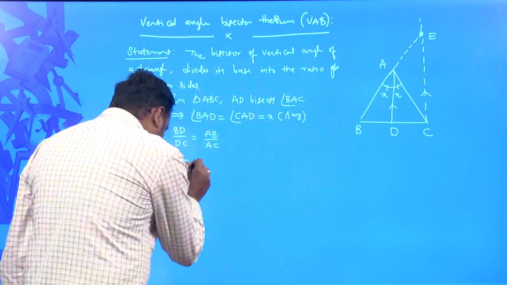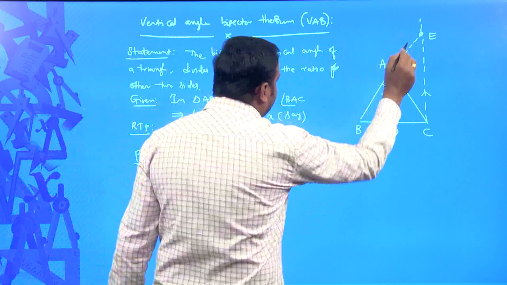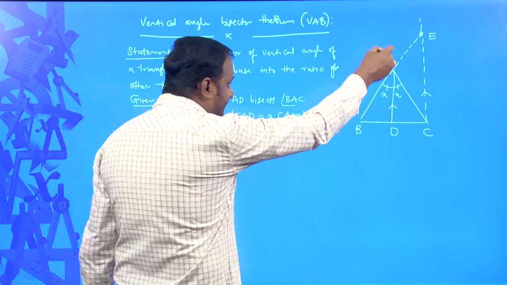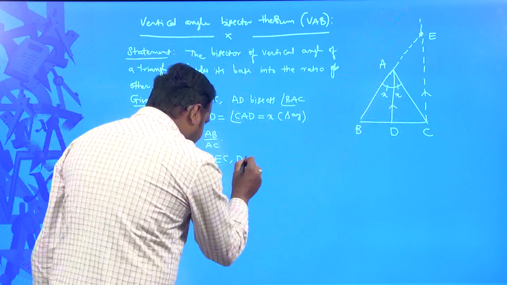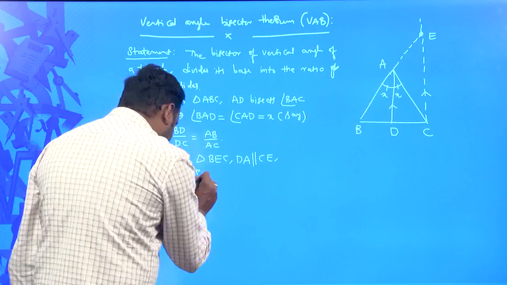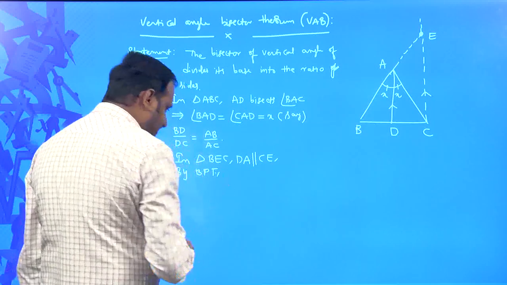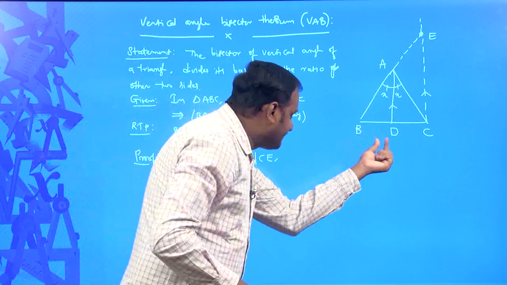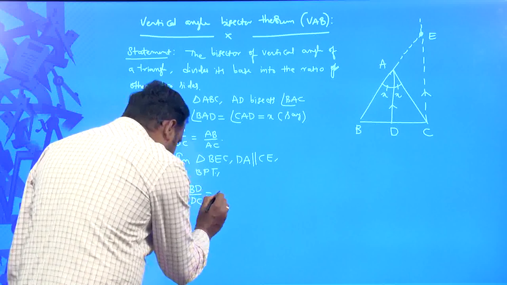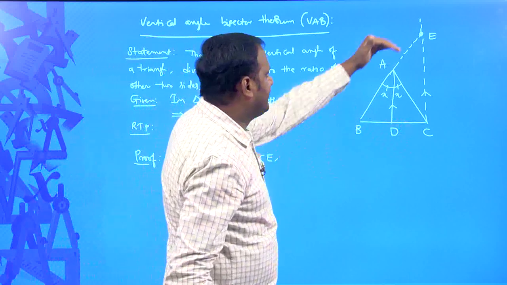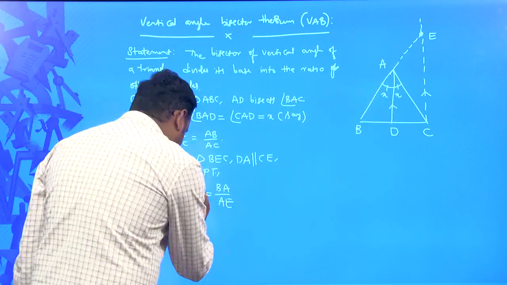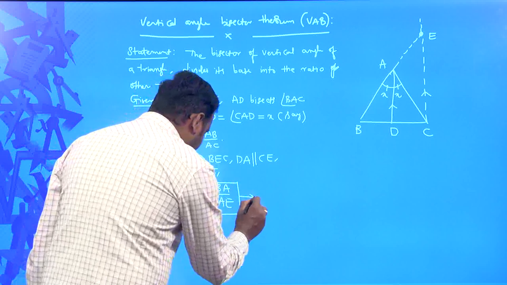In triangle, which triangle is it? BEC. In triangle BEC, DA is a line parallel to CE. Therefore, by the basic proportionality theorem, we can say that BD by DC is equal to, what is BD by DC equal to? BA by AE. This is, for example, the first information.